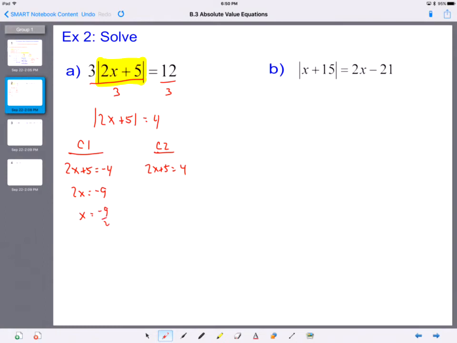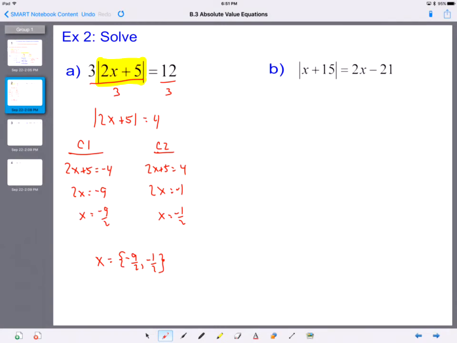So x equals negative 9/2 and x equals negative 1/2. And really on this one, if you think about it, we don't need to check it because we have the absolute value set up as a number. So we solved for x so that the inside of that would equal 4 and negative 4, which would always be a solution. So we're not going to get any extraneous solutions on this type of problem when the absolute value is actually equal to a number.